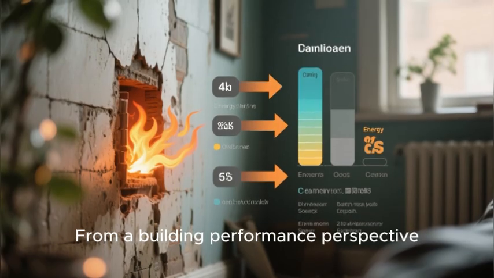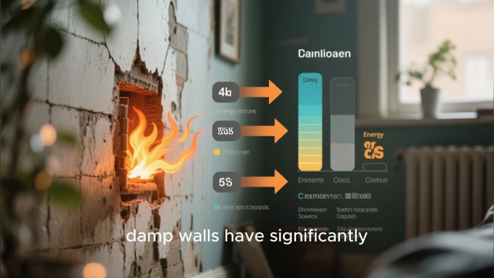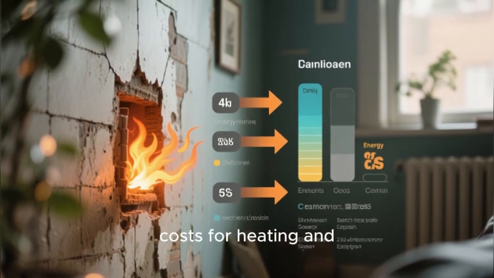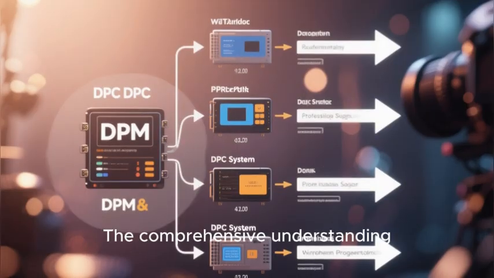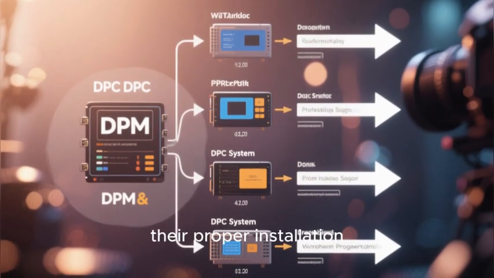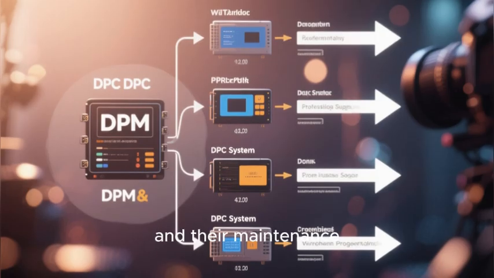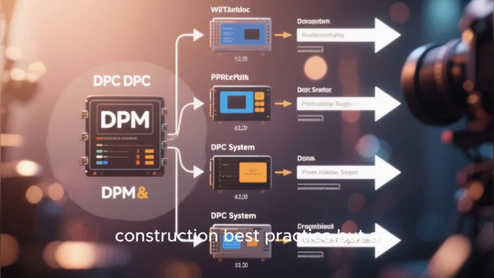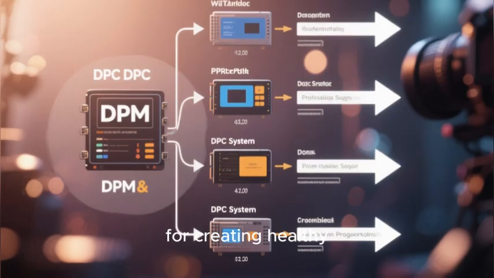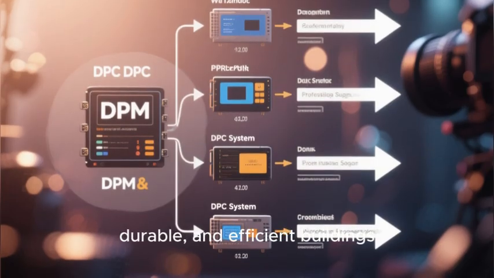From a building performance perspective, damp walls have significantly reduced thermal resistance, leading to increased energy costs for heating and cooling. The comprehensive understanding of both DPM and DPC systems, their proper installation, and their maintenance is therefore not just a construction best practice but a fundamental requirement for creating healthy, durable, and efficient buildings.